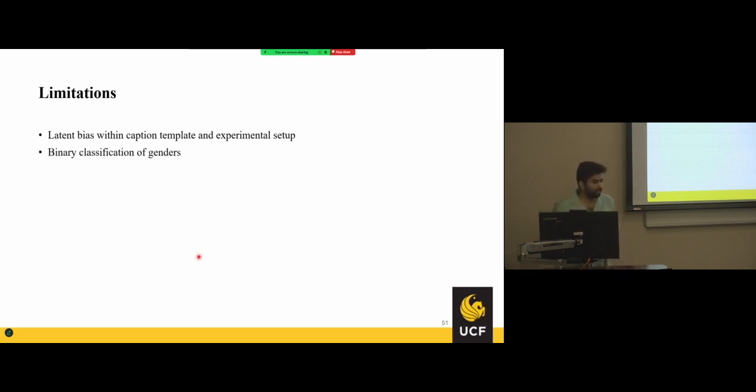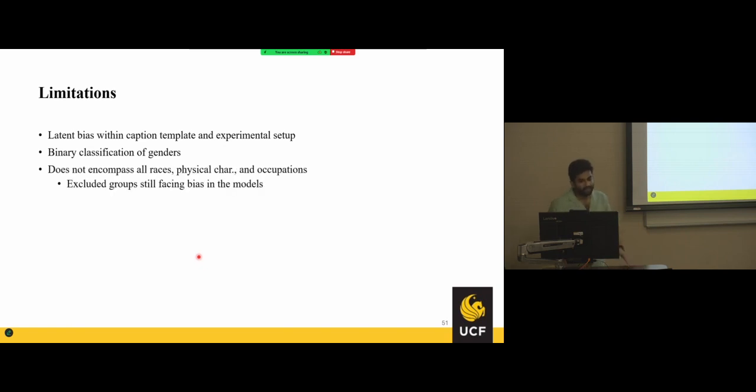Some of the limitations the authors discuss within the paper is there is a latent bias between the caption template and experimental setup. That is, some of the captions may contain inherent biases themselves, which the model may learn eventually. Another one would be binary classification of gender. As we know, gender is perceived. However, for the sake of this data set, they only split it into two, which is male and female. It does not encompass all races, physical characteristics and occupations, and also excludes groups which have not been included in the data set, where the model would definitely show a higher or lower bias.